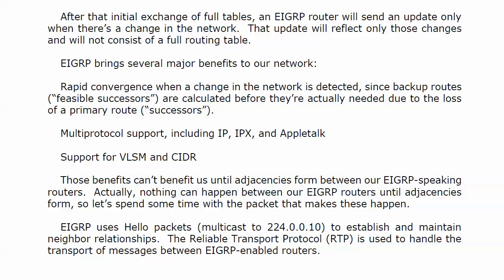And the reason that EIGRP brings us such rapid convergence is that the backup routes, called feasible successors, are actually calculated before they're needed. That's pretty cool, and they're kept in a separate EIGRP table, and if they are suddenly needed, if the primary route, the successor, disappears, then that feasible successor is quickly promoted to successor, no route calculation needed because they've already been calculated. We love that, and we'll see that in action. Multi-protocol support including IP, IPX, and AppleTalk, and support for VLSM and CIDR.